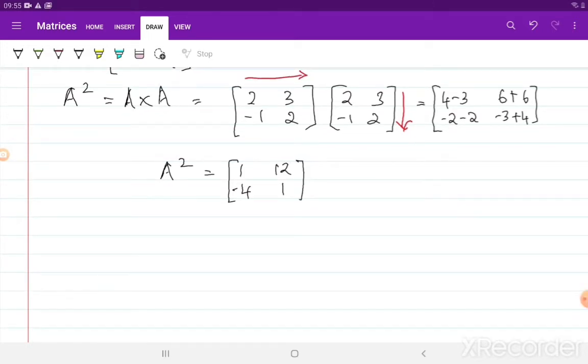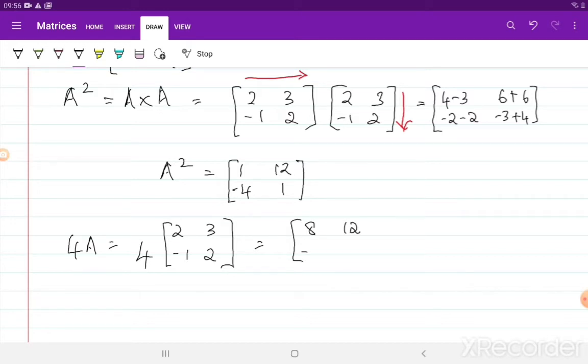So my A square matrix is as follows. The next element that we need in our equation is 4 times A. So a scalar, by scalar I mean a number which is not a matrix, is being multiplied to the matrix A. The rule is, if you are multiplying a scalar to the matrix, this value 4 in this case will be multiplied to each element of the matrix. So 4 times A will be 4 into 2, 8, 4 into 3, 12, 4 into minus 1, minus 4, and 4 into 2, 8. So this is the second element of the equation, 4A.